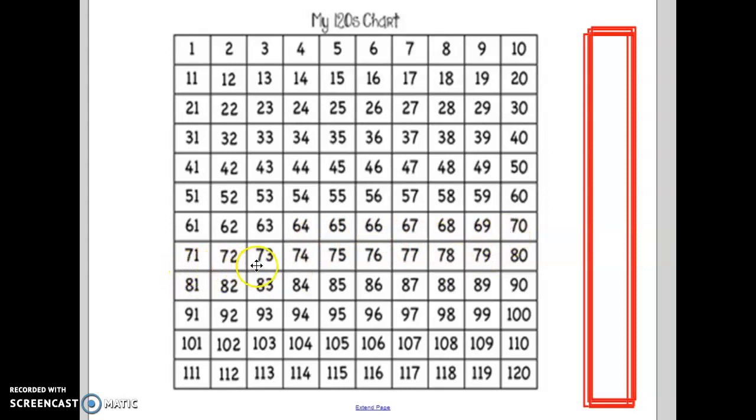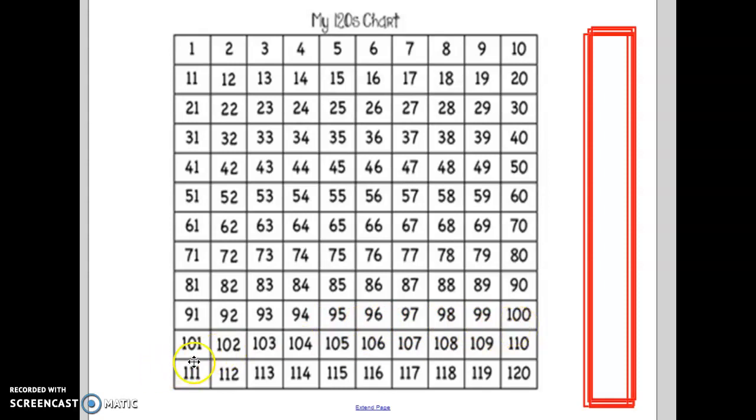71, 72, 73, 74, 75, 76, 77, 78, 79, 80. 81 through 90. 91, 92, 93, 94, 95, 96, 97, 98, 99, 100.